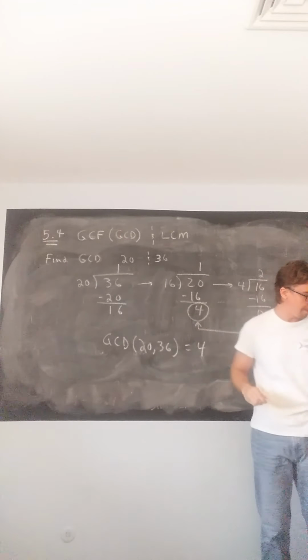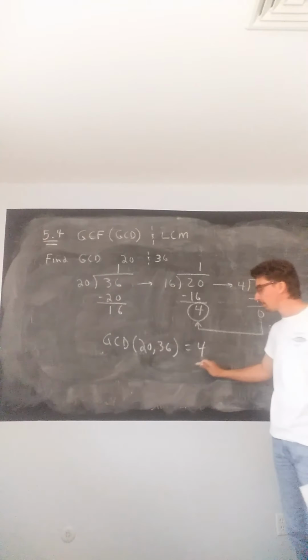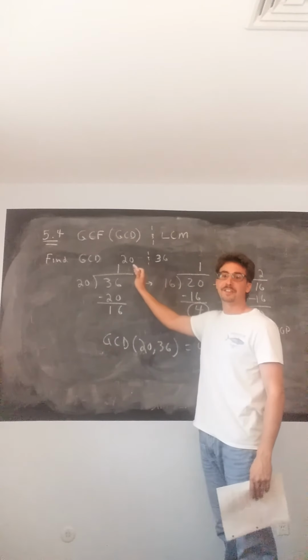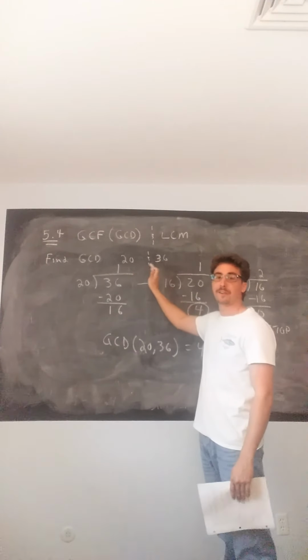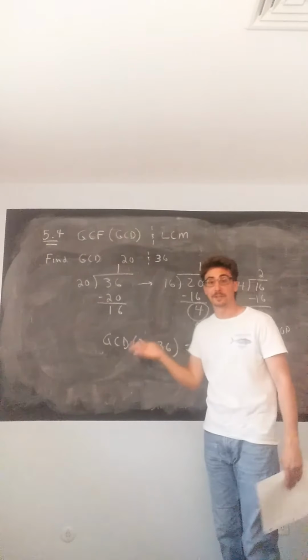That's the GCD. Now this is a very important process because this will allow us to find GCDs of any two natural numbers. Doesn't matter how big or small, it will never fail us. So if you know this process, you'll be in good shape.